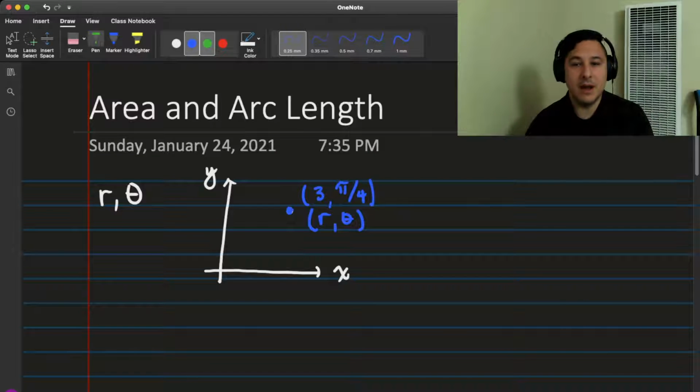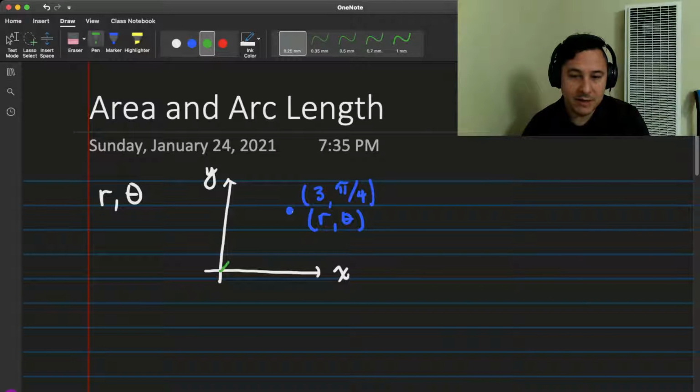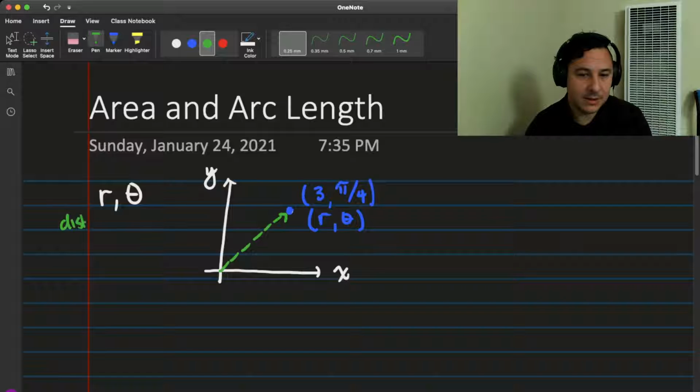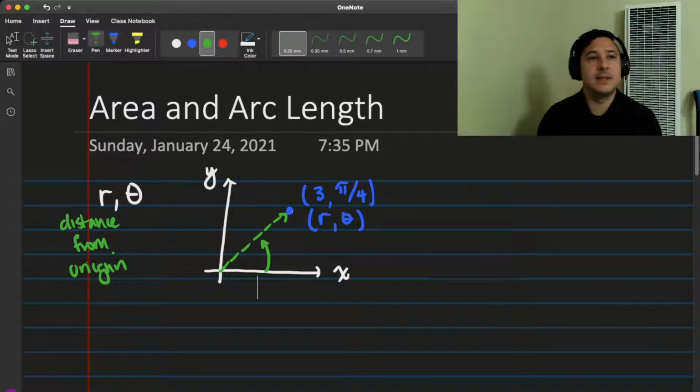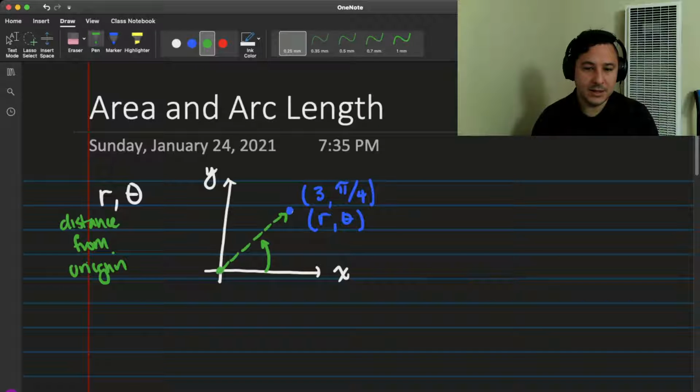You have to remember that the r value is how far you are from the origin, so you can think of it as a radius. So distance from the origin is r. And then theta is how you rotate your angle from the x-axis, and we always rotate in a counterclockwise direction. So you start at 0, 0, r is 3, so you go out to 3, 0, and then you rotate that angle up to here.